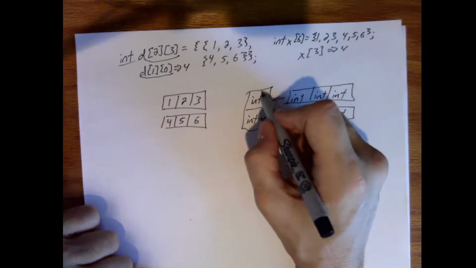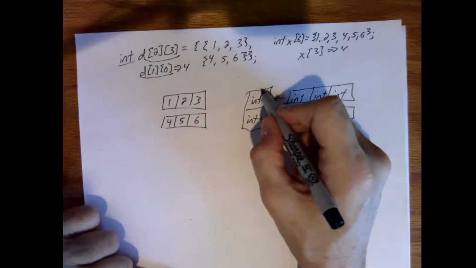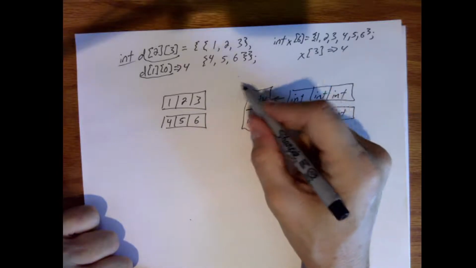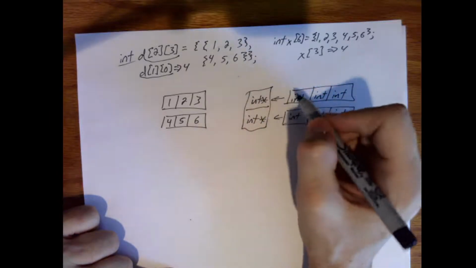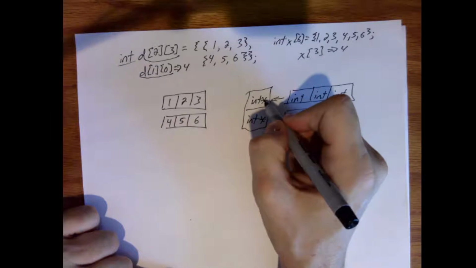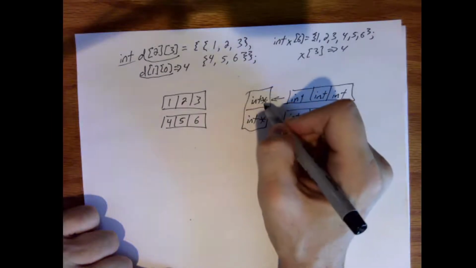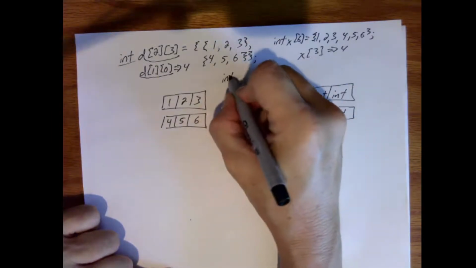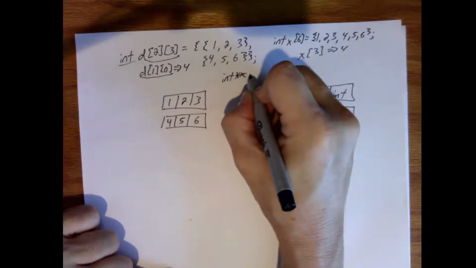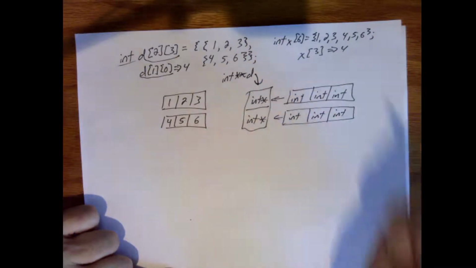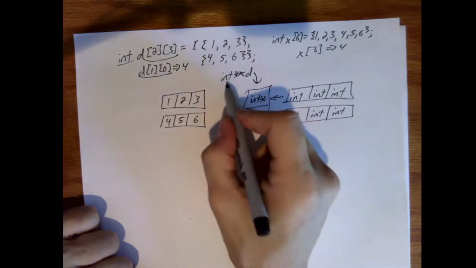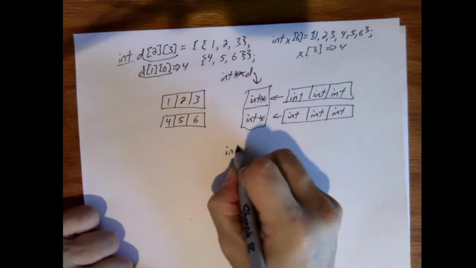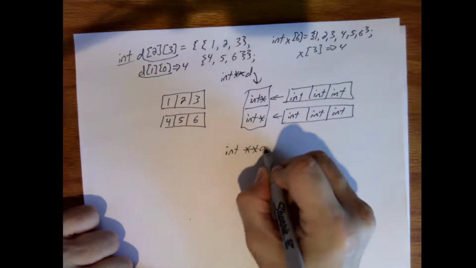If I want to store this dynamically, well then this call to malloc will return an address. And what's its type? Well, this is int star, so I need something that can store the address of an int star, which means int star star. And this would be variable d. So this is the initial variable I'll create, int star star d.